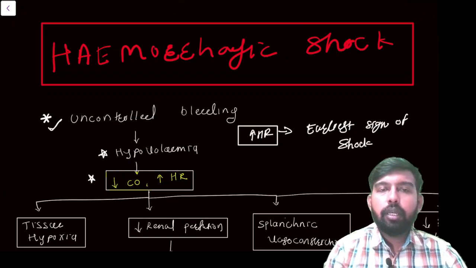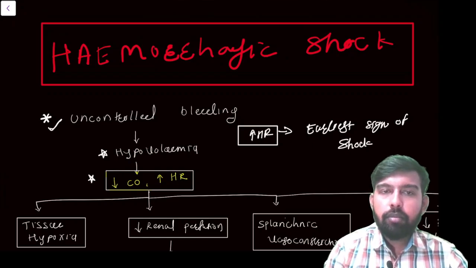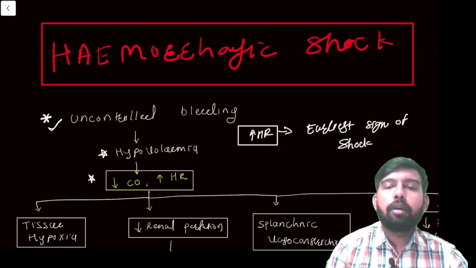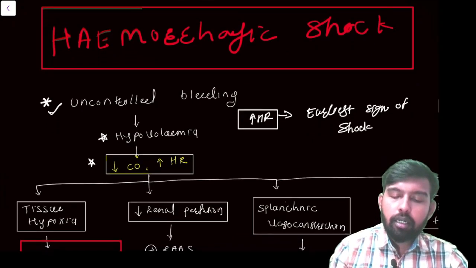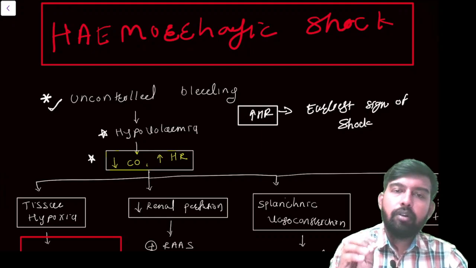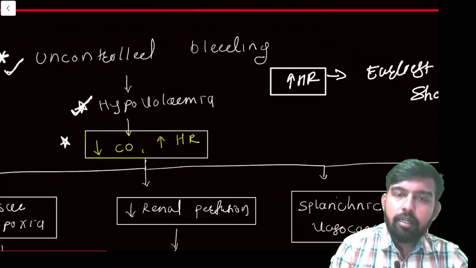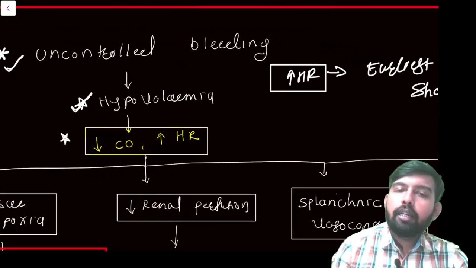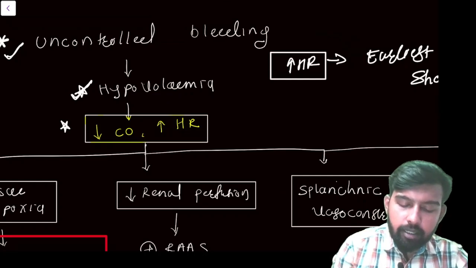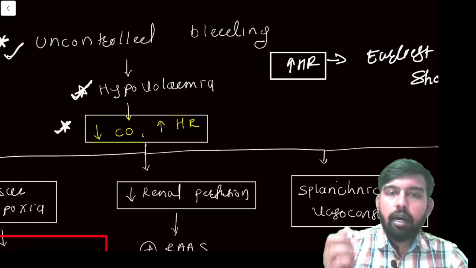Hello everyone. Today we are going to learn about the most common type of shock, that is hemorrhagic shock. So hemorrhagic shock is due to uncontrolled bleeding which leads to the formation of hypovolemia, and it will lead to decreased cardiac output and increase in the heart rate.